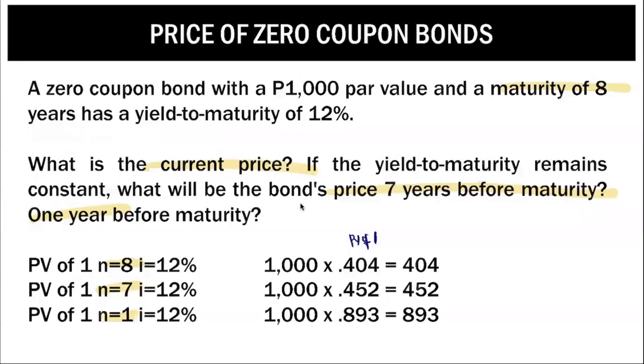So 1,000 times 0.404. The price of the zero coupon bond is 404. If 7 years before maturity, 452. And if it is 1 year before maturity, 893. Meaning if you raise 1,000 par value bonds and sell them at a yield to maturity of 12%, you will only get 404 pesos. Okay? So if you raise 1,000 par value zero coupon bonds at 12%, how much can you raise? Only 404. But if you sell it 1 year before maturity, how much can you raise? 893. Okay?